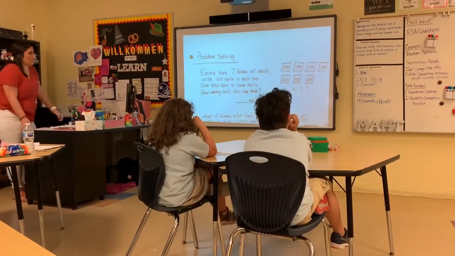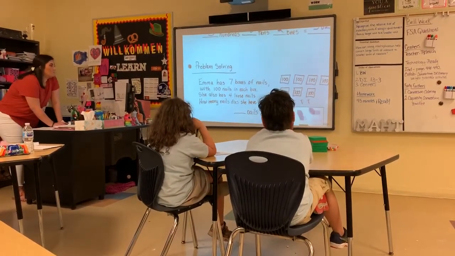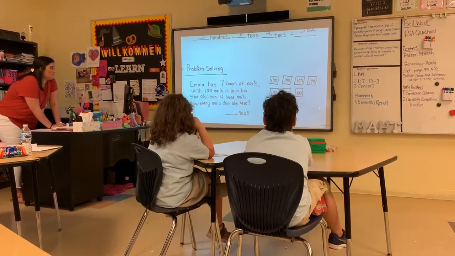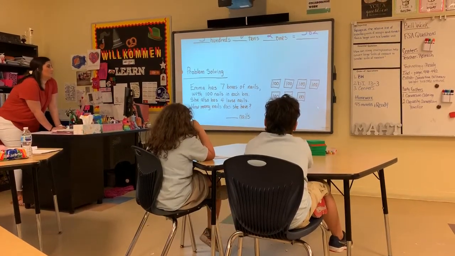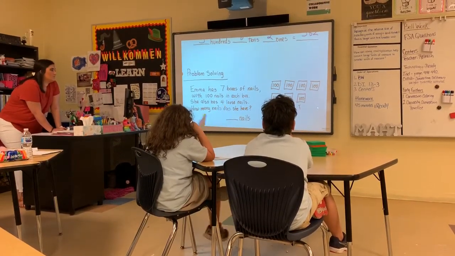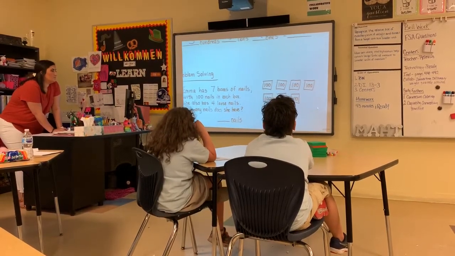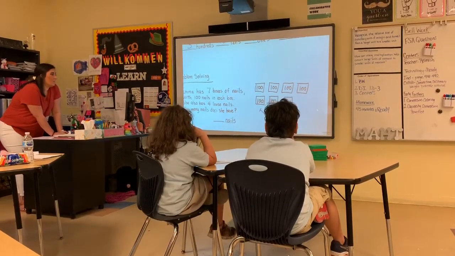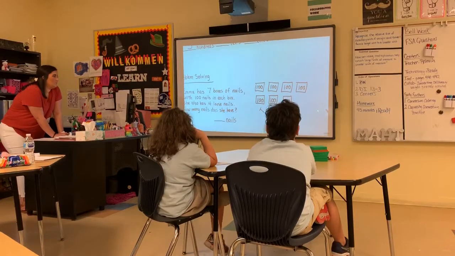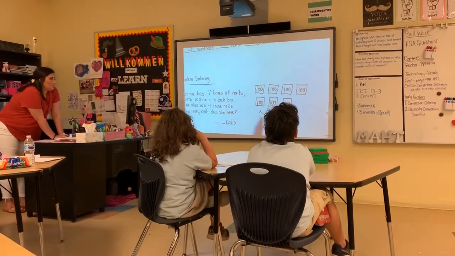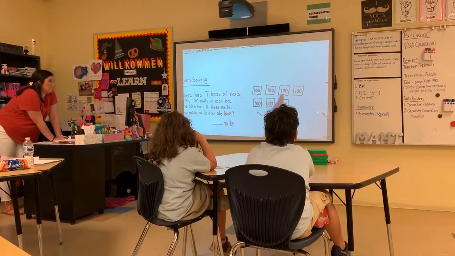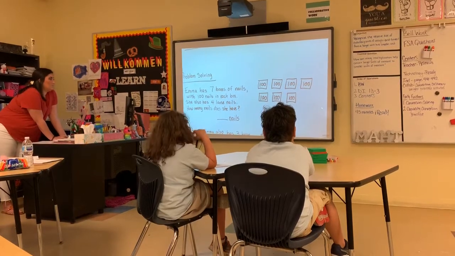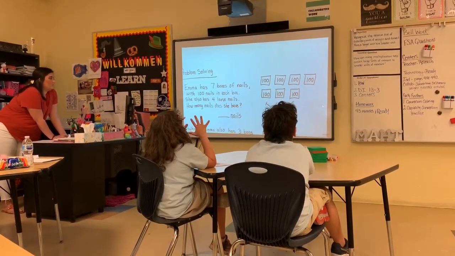Emma has 7 boxes of nails, with 100 nails in each box. So I drew squares and put 100 on it to show that those are 7 boxes with 100 nails in them. She also has 4 loose nails. So how many nails does she have? Well, drawing this picture can help us, can't it? So I drew these 7 boxes and I put 100 on each one, and then I drew the 4 loose nails. We can count by hundreds. 100, 200, 300, 400, 500, 600, 700, 701, 702, 703, 704.